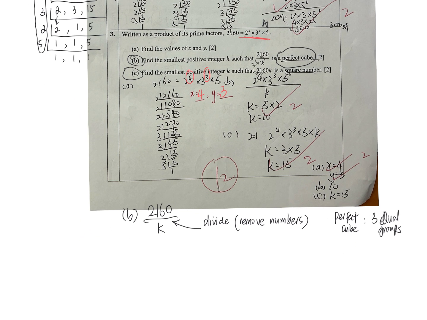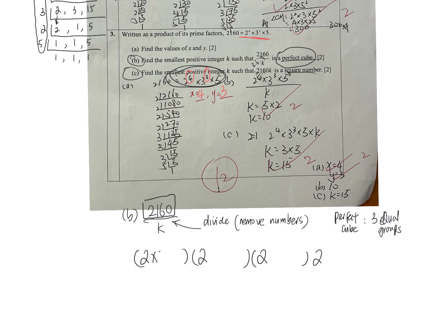So, 2160 is this. I want to split it into 3 equal groups. So I have 4 2's. So 1, 2, 3. The 4th one is not enough to share between the 3 groups. So I leave it outside first.